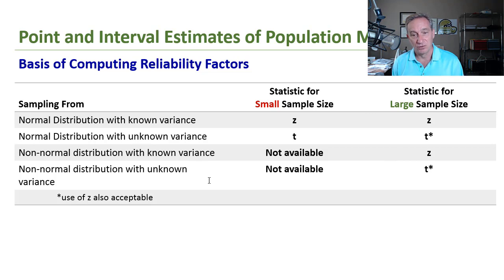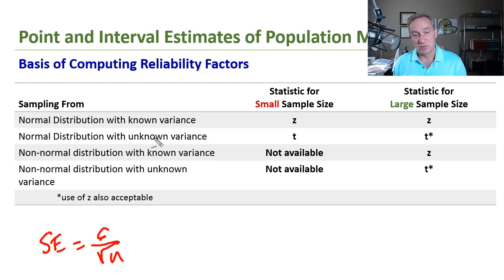And here's the rule. You can see in the top two, if we're sampling from a normal distribution with known variance, we can use the Z distribution, the normal Z reliability factor. After all, we know it's a normal distribution and we're given the known variance. Why does that matter? Because if we have the known variance, we can compute the accurate standard error.